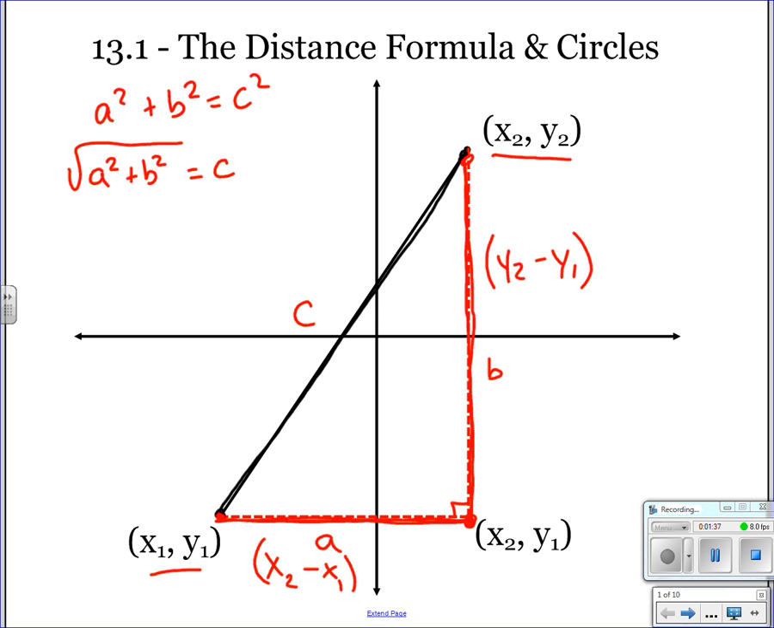And so now I plug that into my equation, and we have the square root of x2 minus x1 squared plus y2 minus y1 squared. And that's the distance between two points. That's our distance formula, and I expect you to memorize that. I also want you to make sure that you know how we got it, because that's important in case you forget. It also helps you remember things. If you remember how you got it, you're going to remember the formula.